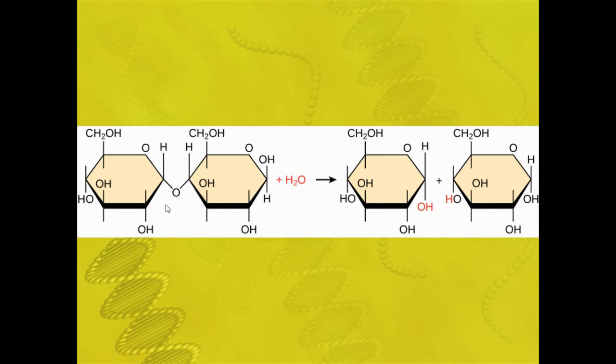Chemically, this is what it looks like. We start off with our polymer. So we have two guys here. They are connected by this oxygen. We are going to add water to this polymer. And in doing so, we are going to split that bond.